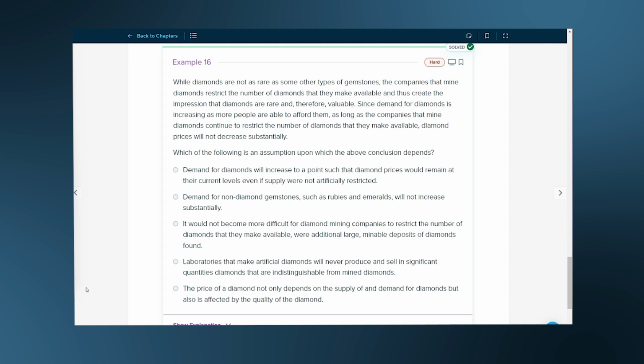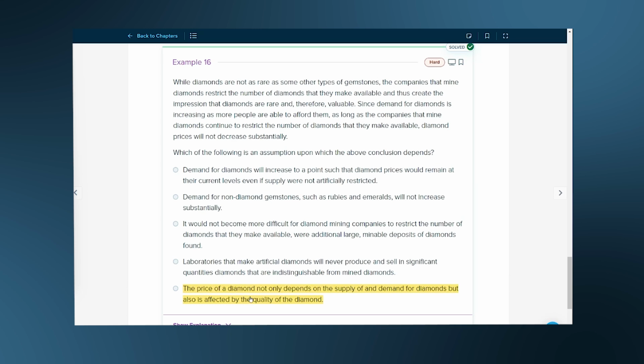And finally, E, the price of a diamond not only depends on the supply of and demand for diamonds, but also is affected by the quality of the diamond. This choice is irrelevant.